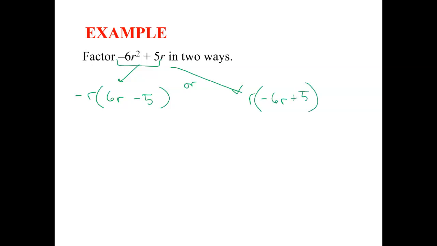Or I could factor out a positive r, leaving me with this. So sometimes we'll need that negative. It just depends on the situation. But be aware that the negative is always an option. If we need to change the signs of the terms for any reason, usually because of factor by grouping, then that negative can help us in that process. Negative factors are always there.